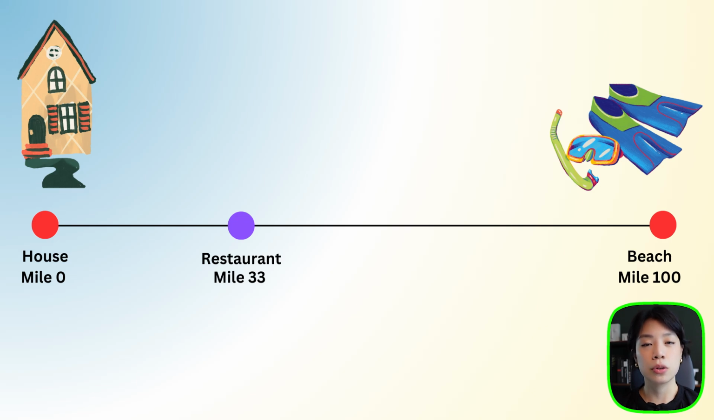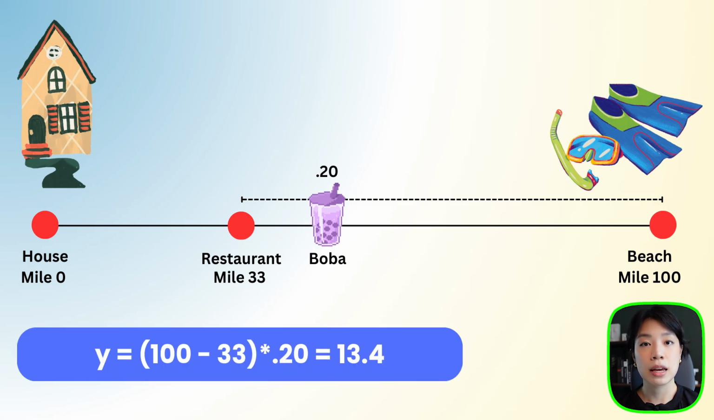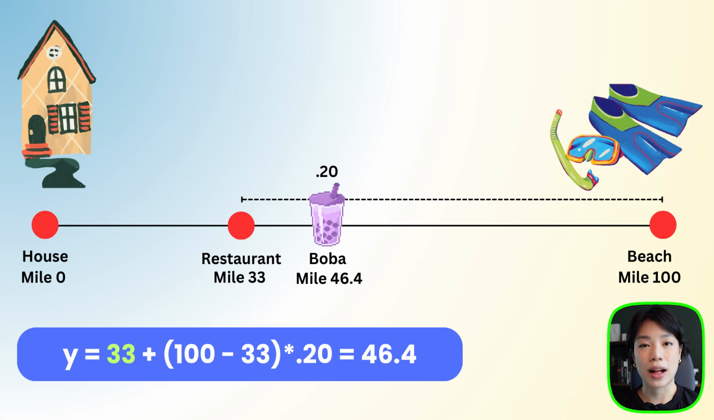So let's say that you had lunch, you are still hungry, and so you're heading to a boba shop. And the GPS says that the boba shop is at 0.2 or 20% from the restaurant. So now the range is between 100 and 33, and you get 67. And the amount of interpolation is 0.2. So basically, if you use the same equation, you would just do 0.2 times 100 minus 33, but it's just the distance between the restaurant and the boba shop. So what you need to do is that you need to add 33 to the value that you calculated, and then you would get 46.4.